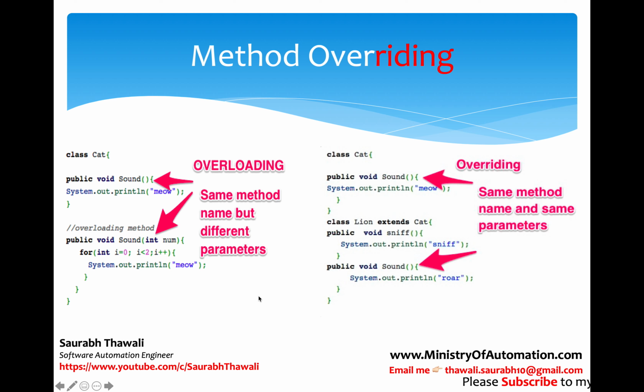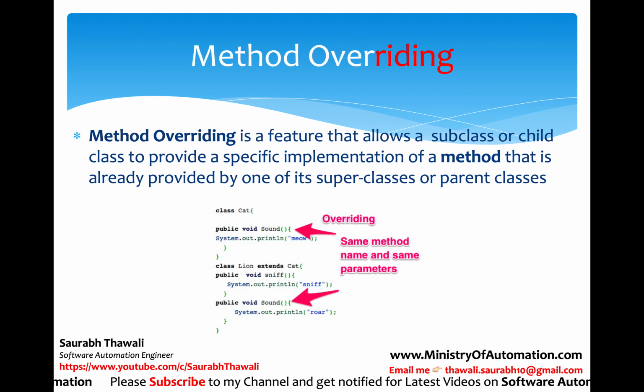Okay, oh, my bad, I need to go back. Okay, so here the moment I do extend, I have access to all the methods inside my cat class now. But what I want to achieve is I don't want to use the default behavior, the default way with which the sound method works. I want something else. So how do I achieve that?